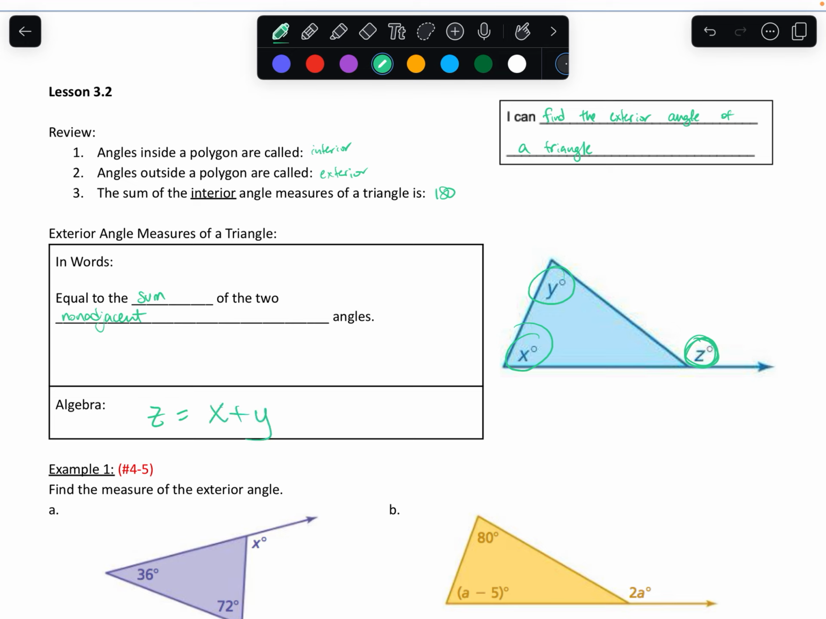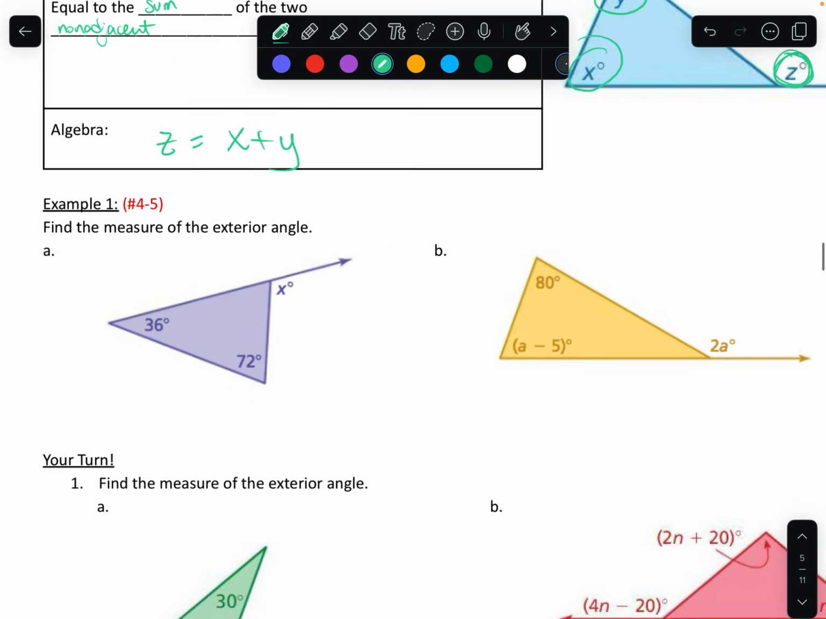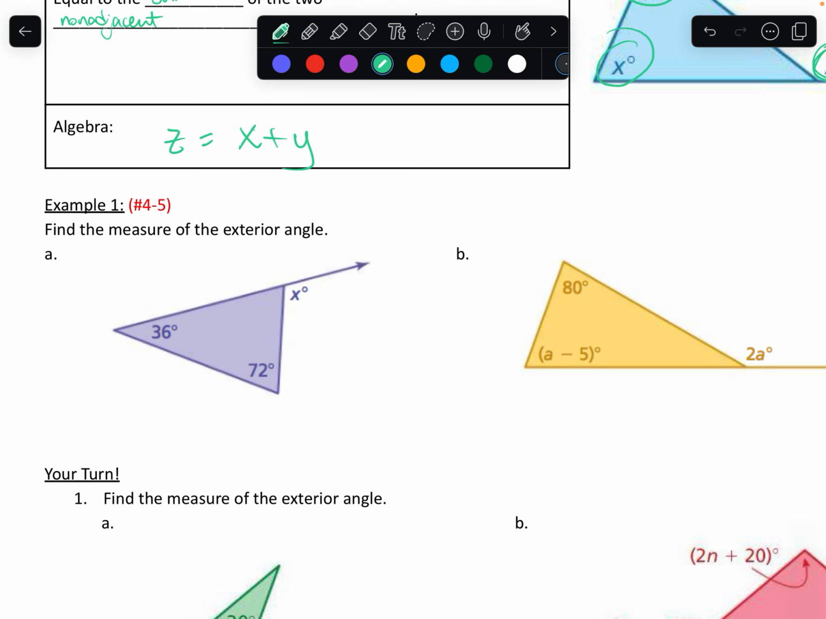That's it. Okay, so let's move on to this one. What is the exterior angle for this one? The exterior angle for this problem right here is 2a. Remember, 2a is equal to this plus this. So how I would write it is now the following. I would write it as 2a equals a minus 5 plus 80. That's how I would write it.